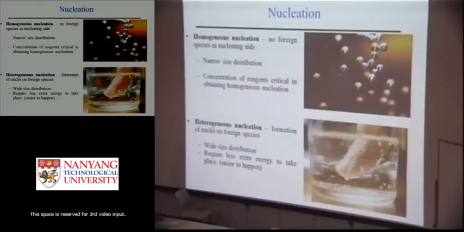Homogeneous nucleation requires high concentration, in most cases the so-called supersaturation state. For heterogeneous nucleation, it's not necessary. Sometimes even when it's not supersaturated, the nucleation can still start. Actually, in the gel part, I will come back to this concept again to discuss how we can make core-shell nanoparticles, based on the concept of heterogeneous nucleation. Okay, later.